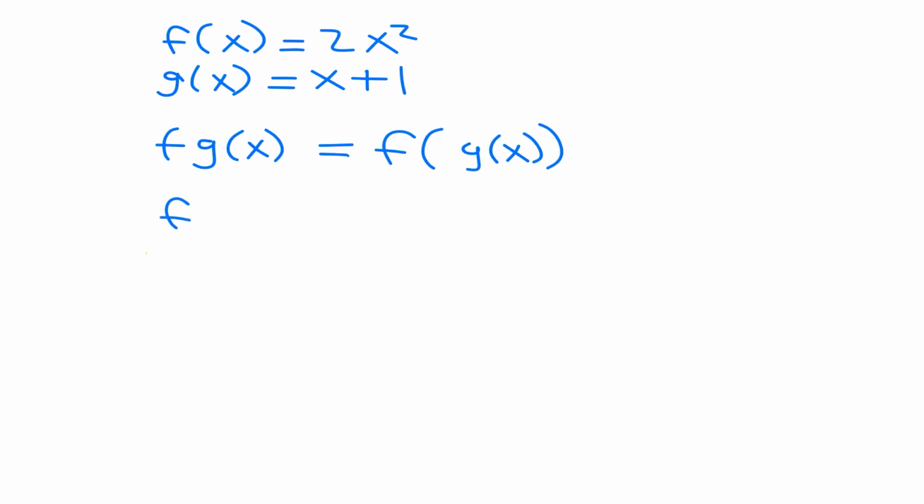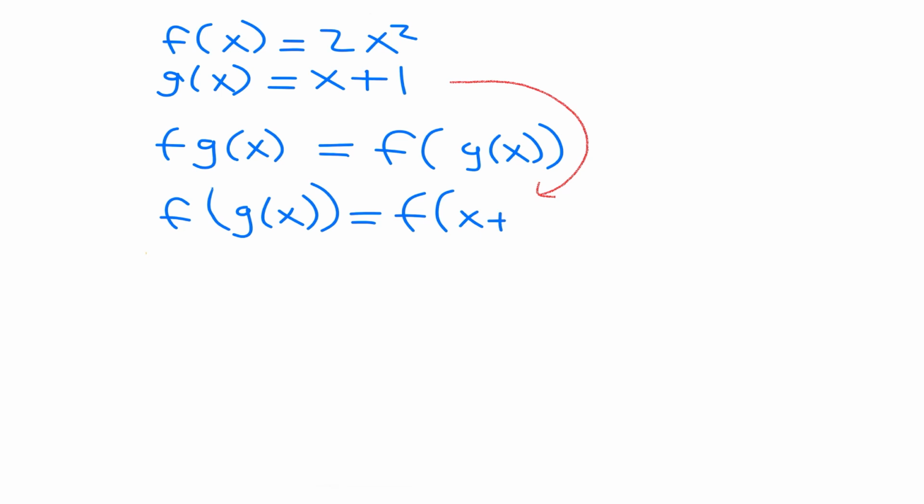So now to write this out, I have my f of g of x, and I'm going to put in the brackets, instead of g of x, I'm going to replace it with the value of g of x, this transformation if you will, which is x plus 1. So this says I'm evaluating this function f when the input is x plus 1.